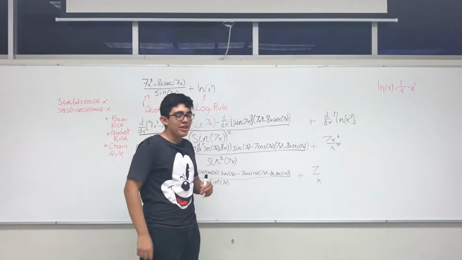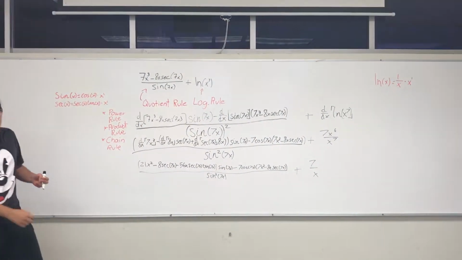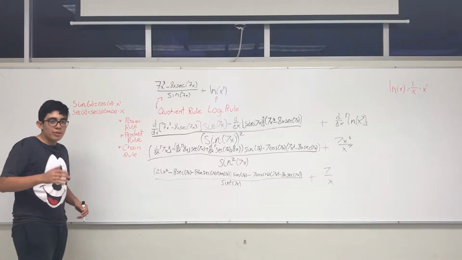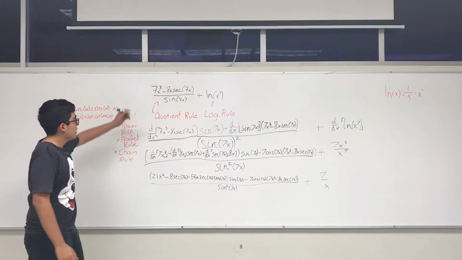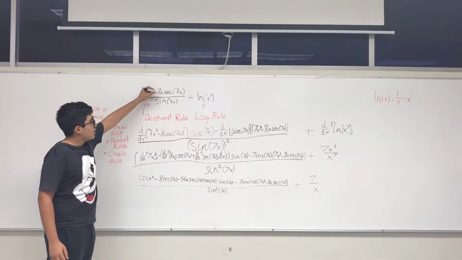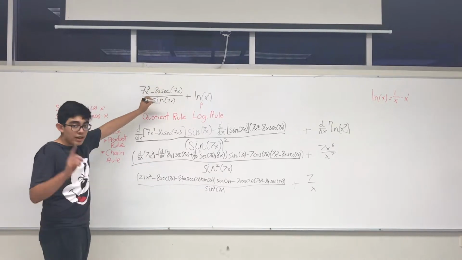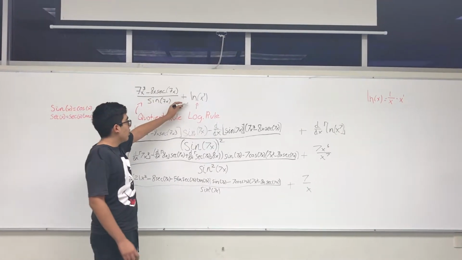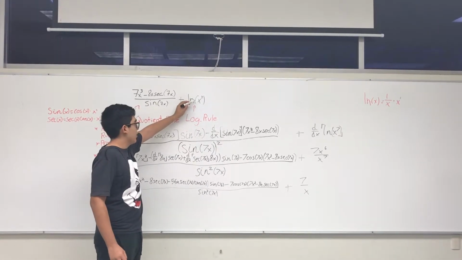Hello there! Today we are going to solve a derivative problem. So, first, what is our main problem? Our main problem is (7x³ − 8x sec(7x)) / sin(7x) + ln(x⁷).